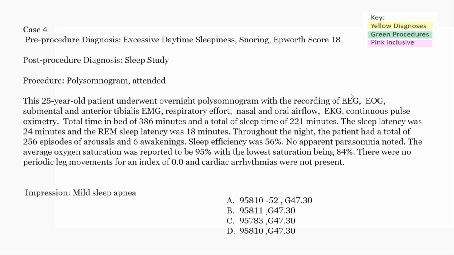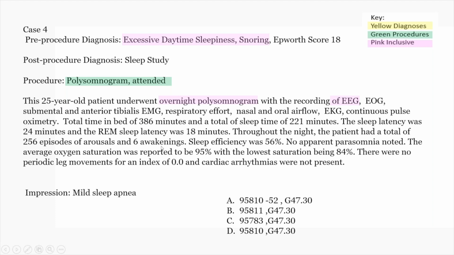That's time, coders. That's around 2 minutes. If you are still working on it, please go ahead and put your answers in the chat. So let's get this one done. The highlighted keywords for this are pre-procedure, post-procedure. I'm sorry, we only have the pre-procedure diagnosis here. The patient came for excessive daytime sleepiness, snoring. The procedure performed is a polysomnogram.